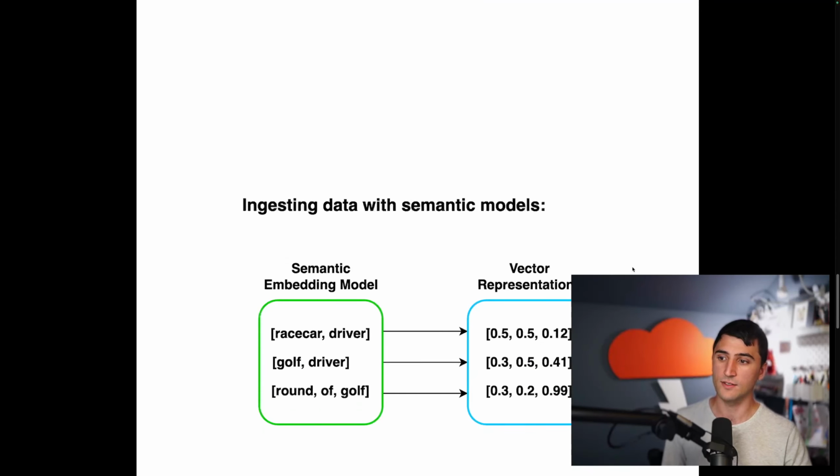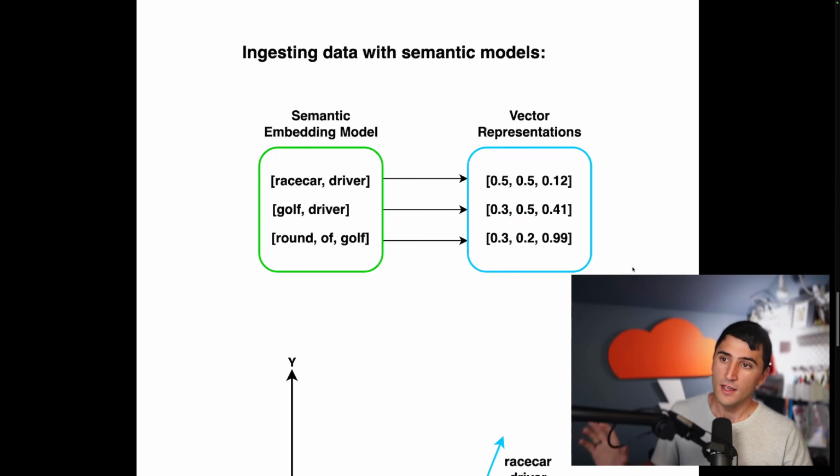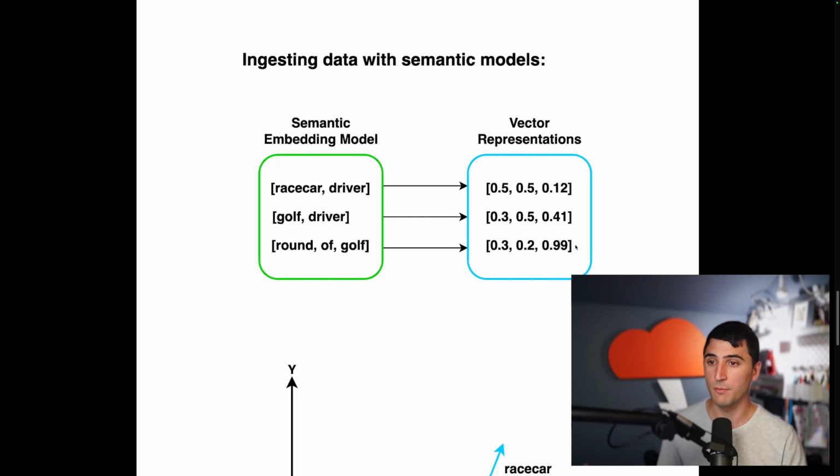So let's take a look at how this works under the hood. Here we've got a couple different, we'll say sentences. These are groups of words really, but you would take and ingest your document. So we have race car driver is maybe a document that gets ingested into a three-dimension floating point array. And this is very important. We'll talk about that more in just a second. We've got golf driver that gets embedded and created into a vector. Here we go. We've got round of golf. That also gets put into an embedding.